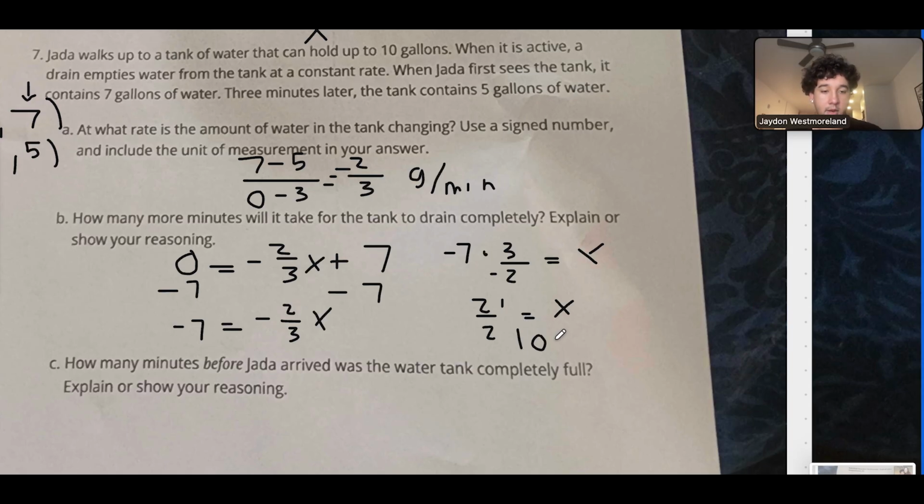10 minutes and 30 seconds, because it's going to be 0.5, right? But 0.5 of a minute is 30 seconds, so 10 minutes and 30 seconds is going to be our final answer here.